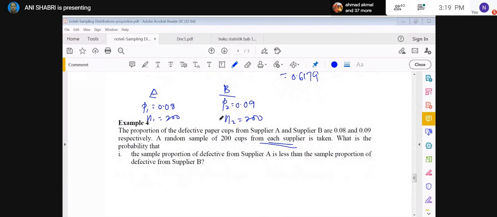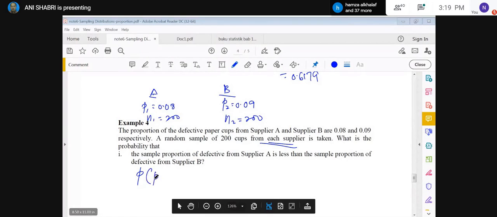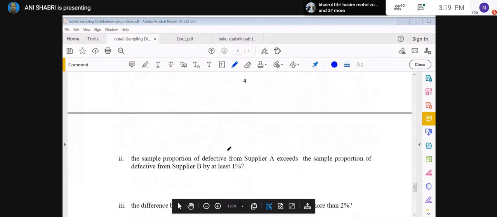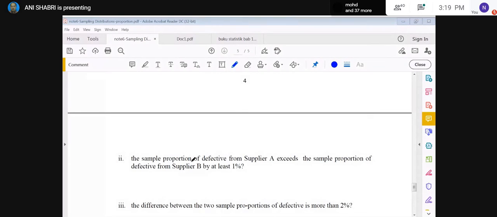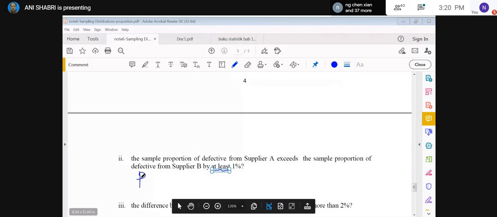Okay, the number one. What is the probability that the sample proportion defective A less than sample B? This one less. Okay, this one P1 less than P2. Okay, number two. What is the probability the sample proportion of defective from supplier A exceed the sample proportion of defective from supplier B by at least 1%? At least 1%. Okay, how to write the mathematical for this one?